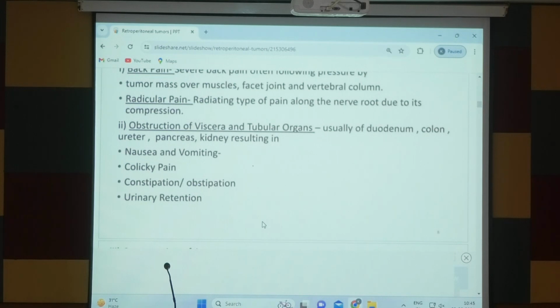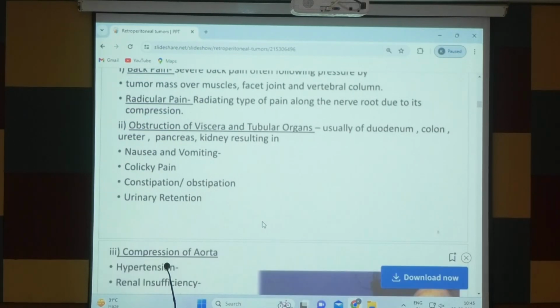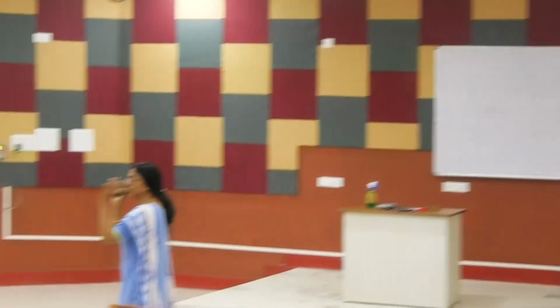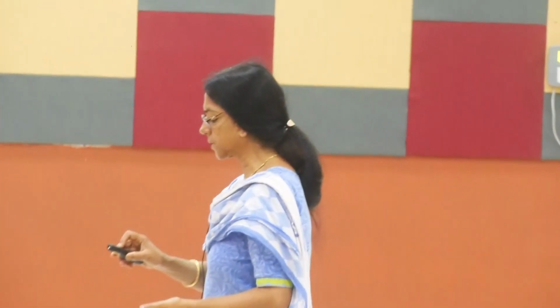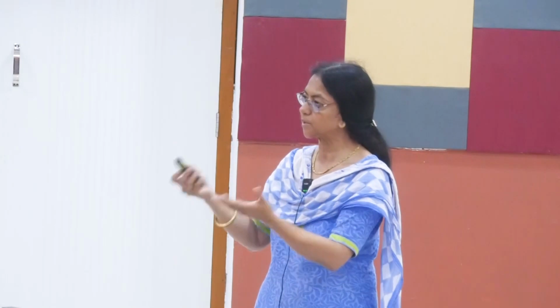If there are tubular structures, ureter, fallopian tubes, if they put pressure on those tubular structures, hydronephrosis can develop. Obstruction in the kidney can stop urine flow, and colicky pain can occur. Constipation, obstipation, if they are putting pressure on the intestinal tubes, and the pressure keeps increasing, there will be abdominal pain, colicky pain, vomiting can happen, then blood and mucus can come in the stool, and constipation can occur.